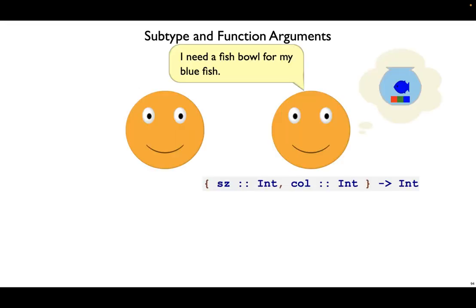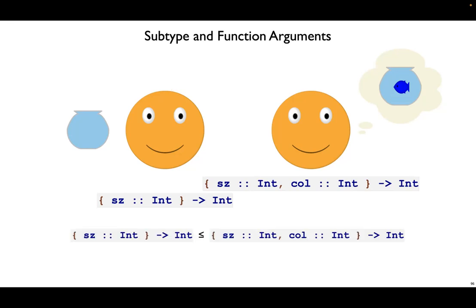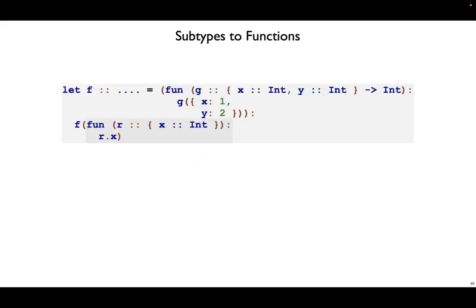So Bob needs a fish bowl for his blue fish. Alice says she has a bowl that works for any fish. Is this any fish bowl compatible with Bob's wish for a blue fish bowl? Well, yes, it is. If Bob sends a blue fish into the any fish bowl, nothing will go wrong with the any fish bowl. Bob's fish happens to have a color, but the fish bowl won't mind that. It's only looking at plain fish properties, and the blue fish has all the properties of a plain fish. That's just fine.